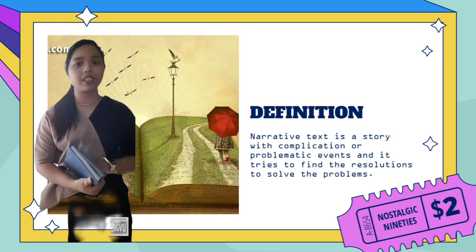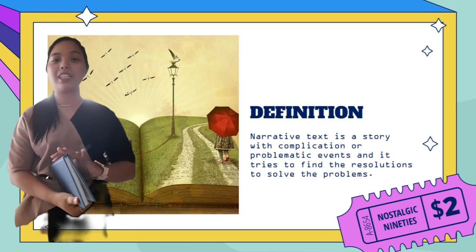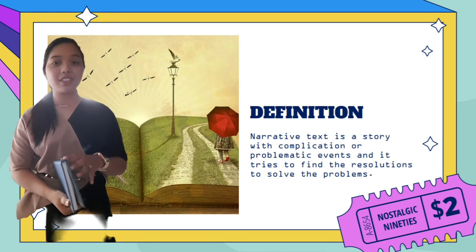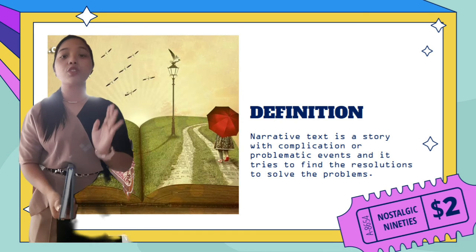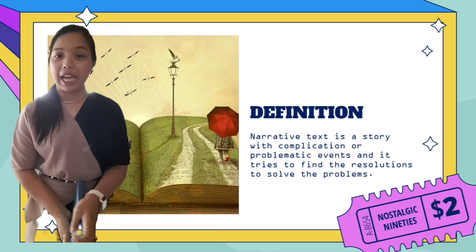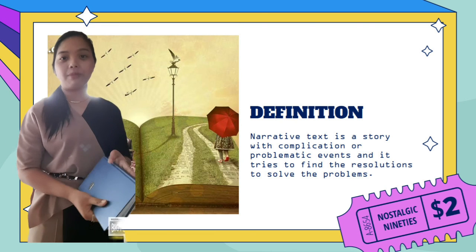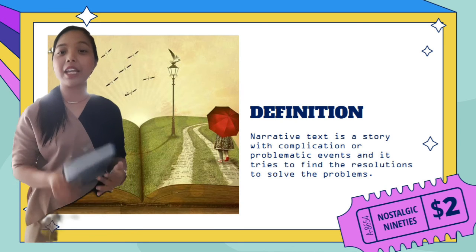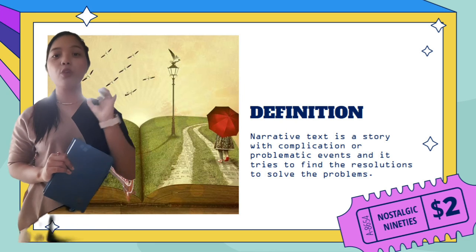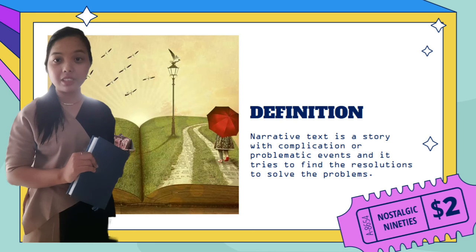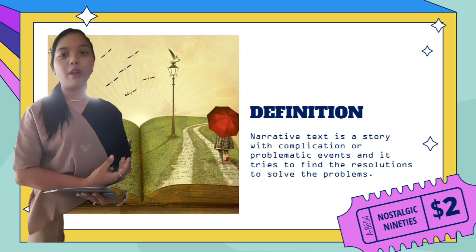Actually, the narrative text is the story with complication or problematic events that it tries to find the resolution to solve the problems. For easier to remember, you guys, I will explain with the other words. Narrative text tells an imaginary story of one or more characters who face entertaining situations, which are made with an aim to entertain or amuse the reader.